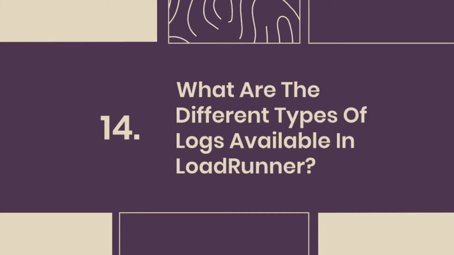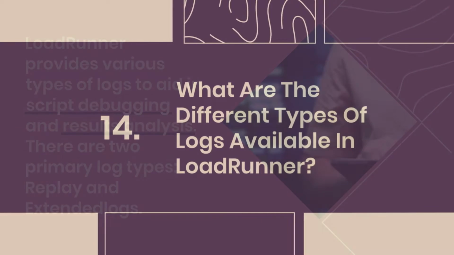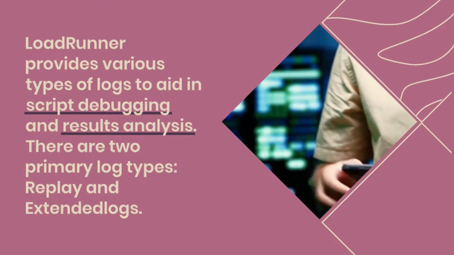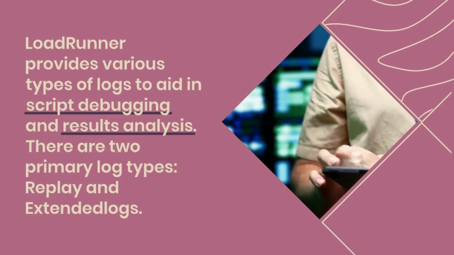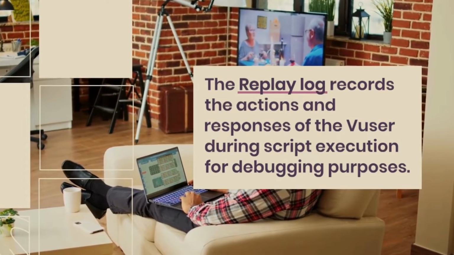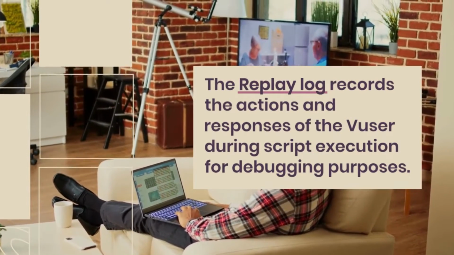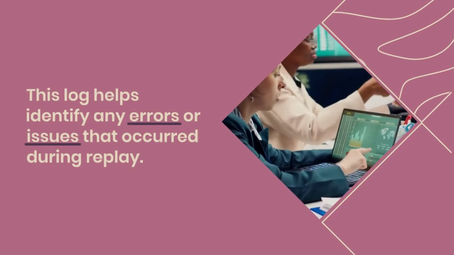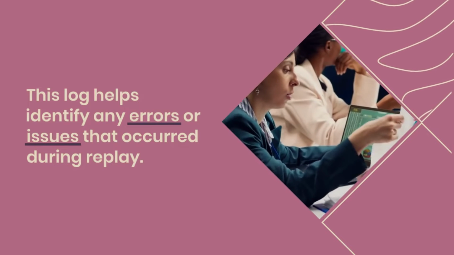14. What are the different types of logs available in LoadRunner? LoadRunner provides various types of logs to aid in script debugging and results analysis. There are two primary log types, replay and extended logs. The replay log records the actions and responses of the Vuser during script execution for debugging purposes. This log helps identify any errors or issues that occurred during replay.